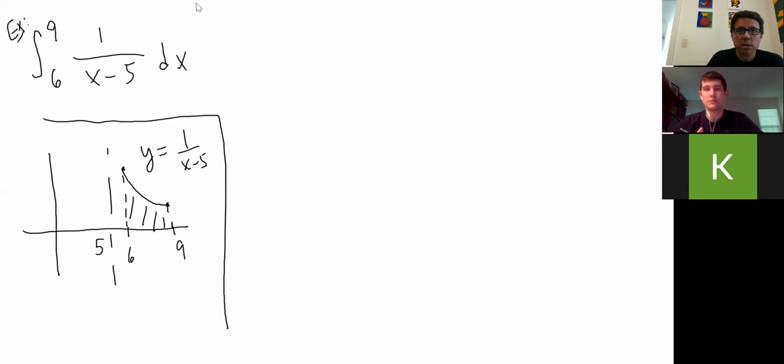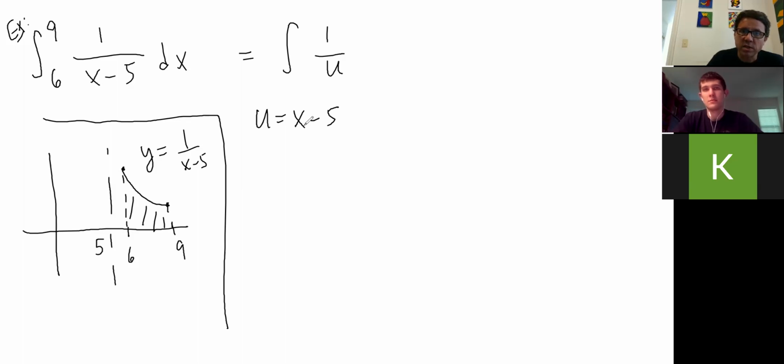Well, this is a basic substitution, that, just for emphasis, I want to let u equal x minus 5. And the reason why is because, well, then it would look like 1 over u, which I know that one. That's natural log.